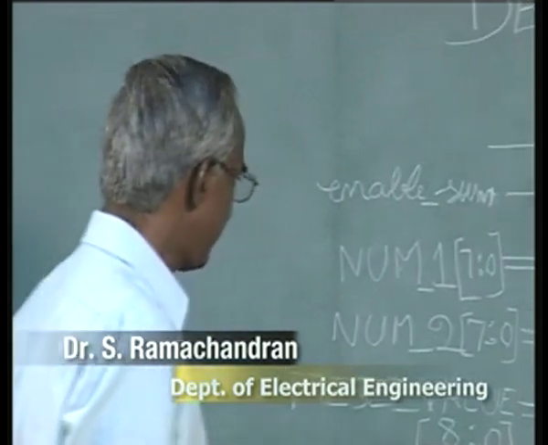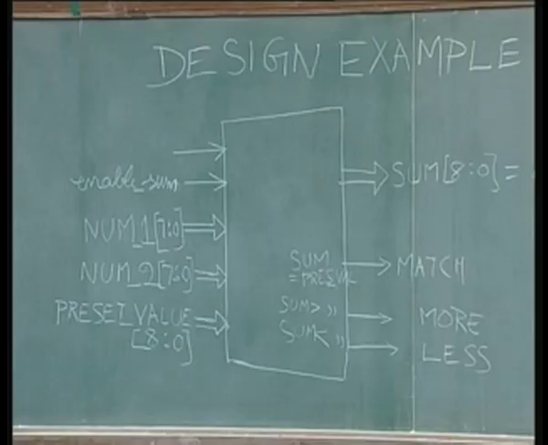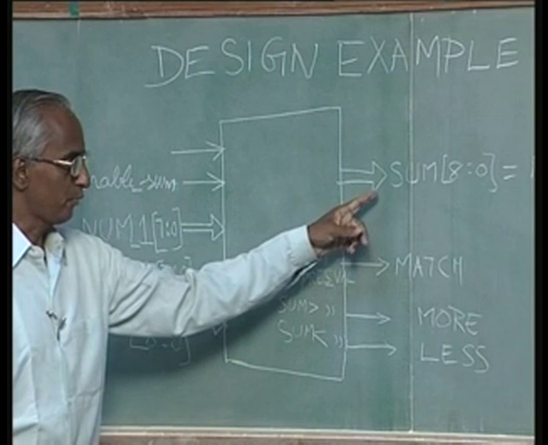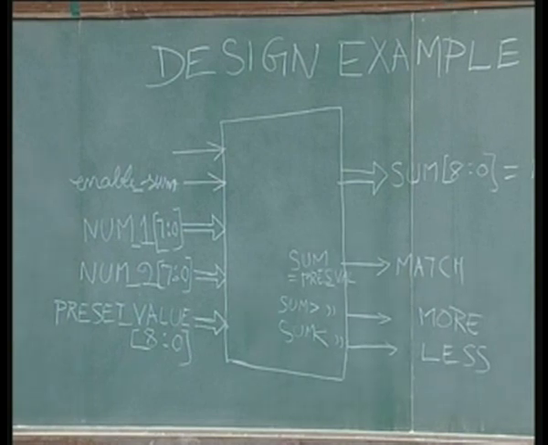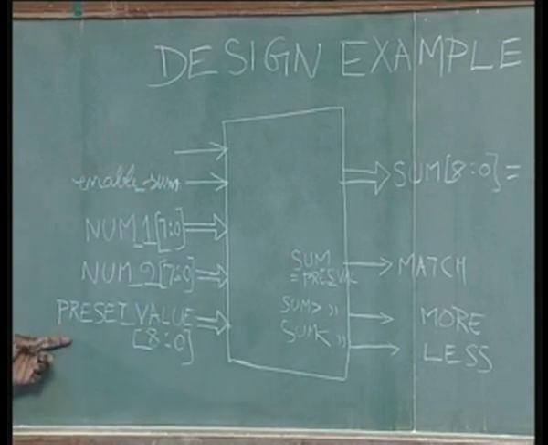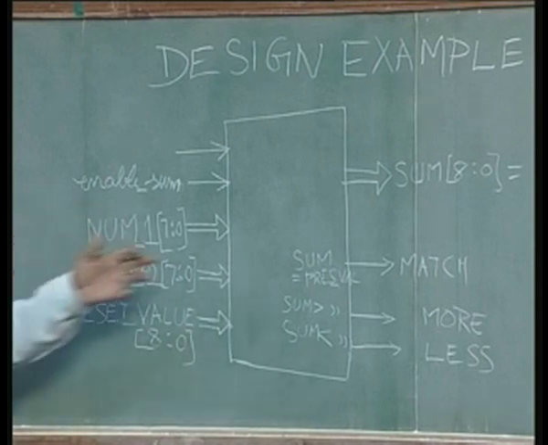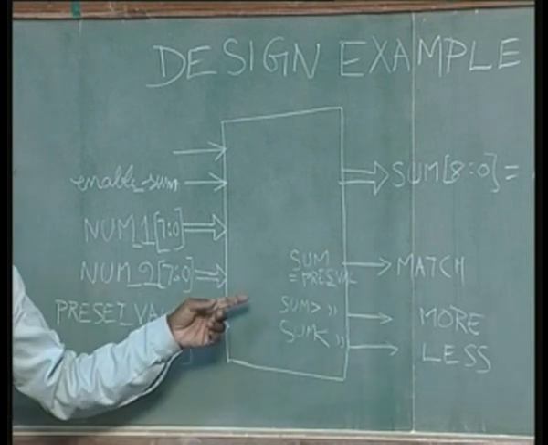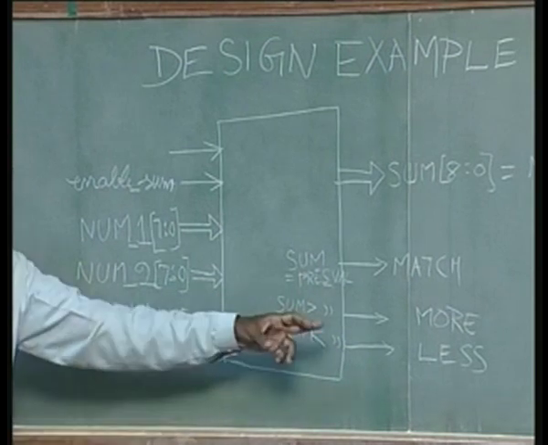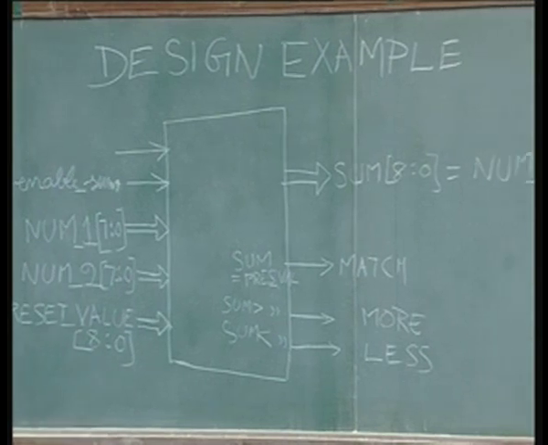Let us consider a design example using some of the methods that we have adopted earlier, and this example is a simple summation of 2 numbers, which is then compared with a preset value, and then outputs different results. So, for example, you have number 1 and number 2, 2 numbers each of 8 bits, and we want to take the sum of these 2 and output it, provided enable sum is active, that is logic high. Further, we wish to compare this sum with a preset value, which is also another user input just like number 1 and number 2. If the sum and preset value match, you activate a match signal. Similarly, if the sum is greater, you activate more, and if it is less, activate less. It is such a simple example, and we will see how to write the code for this.